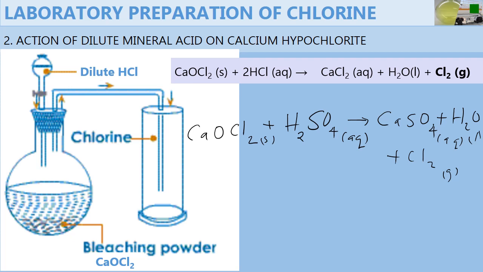So, in order to balance this equation, we would just check it out and see. Calcium is 1, calcium is 1, oxygen on the reactant side is 5, on the product side is 5, chlorine on the reactant side is 2, chlorine on the product side is 2, hydrogen on the reactant side is 2, hydrogen is 2 on the product side, sulfur is 1, sulfur is 1, so the equation is balanced.